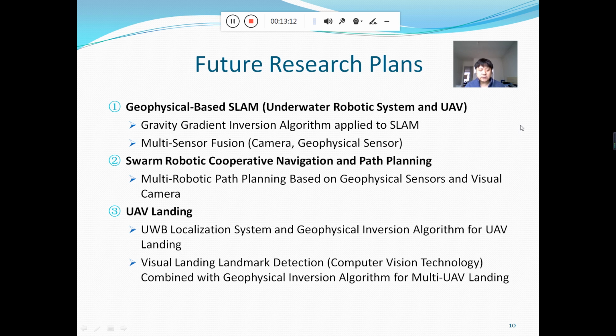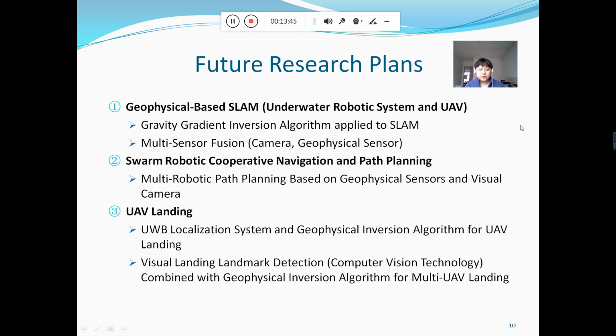Another research interest is swarm robotic cooperative navigation and path planning, and I'm trying to use 2 or 3 or more robots together to realize multi-robot path planning, and I hope to use geophysical information, visual information, LiDAR and other sensors together to realize the swarm robotic cooperative navigation and path planning.